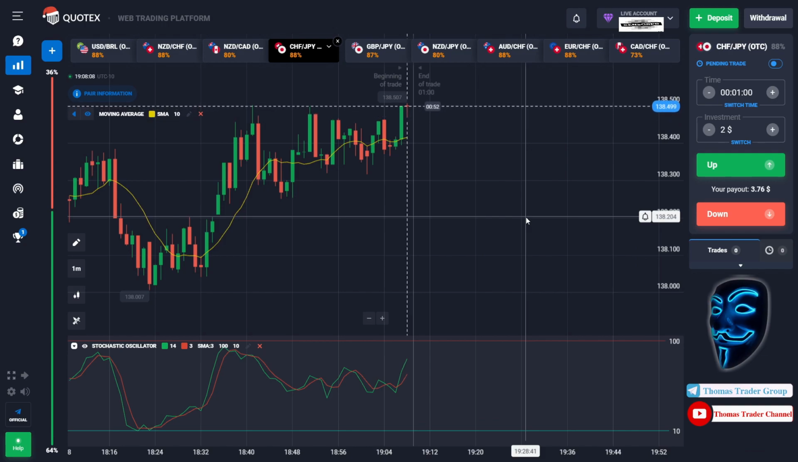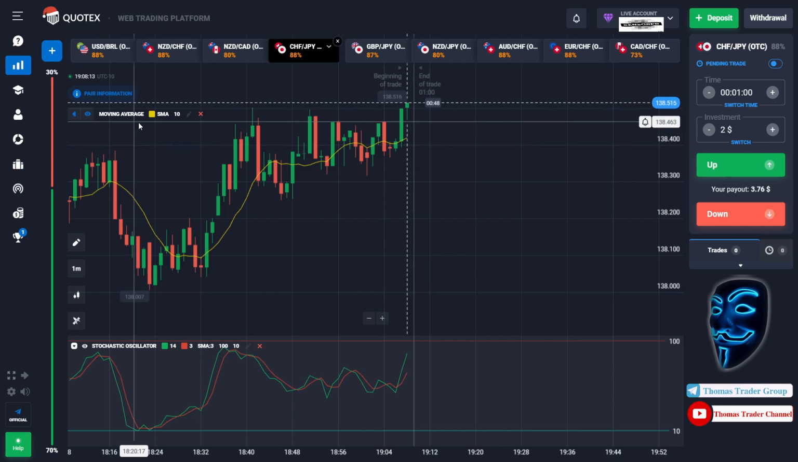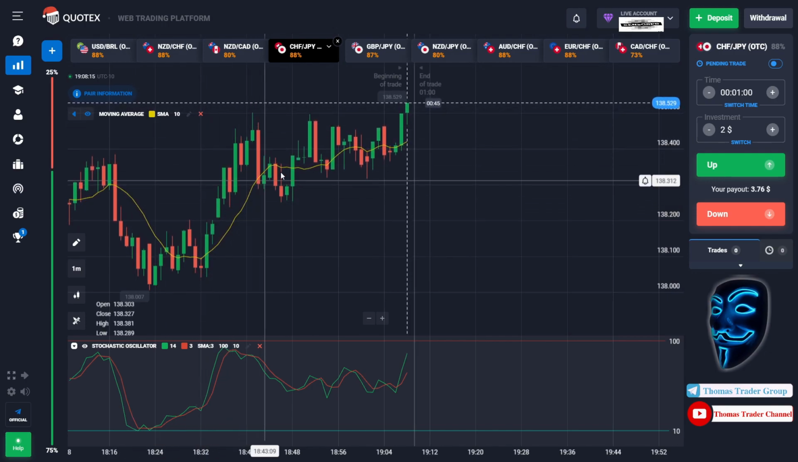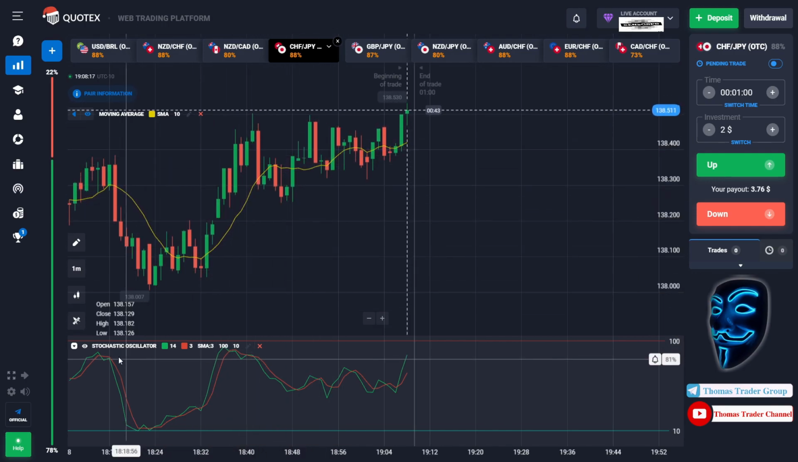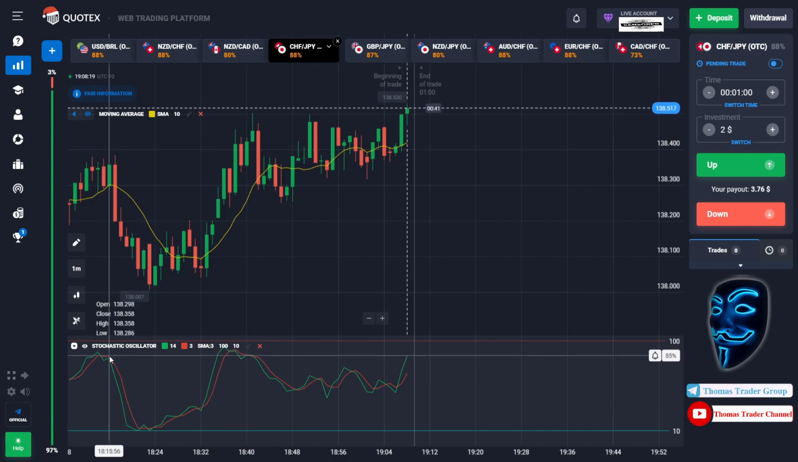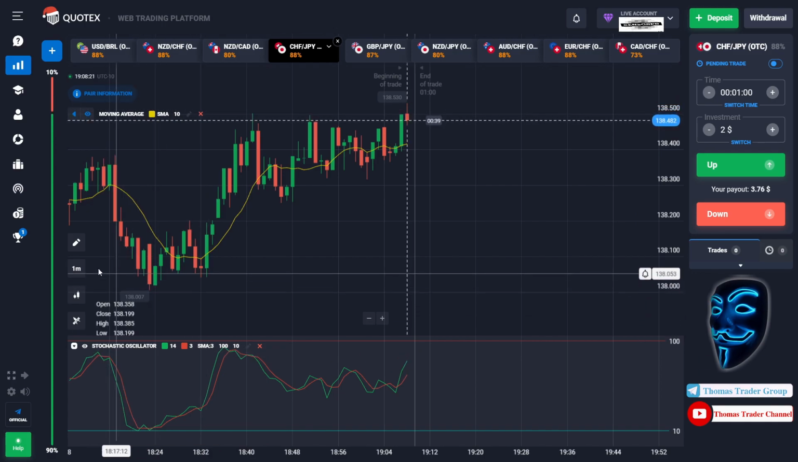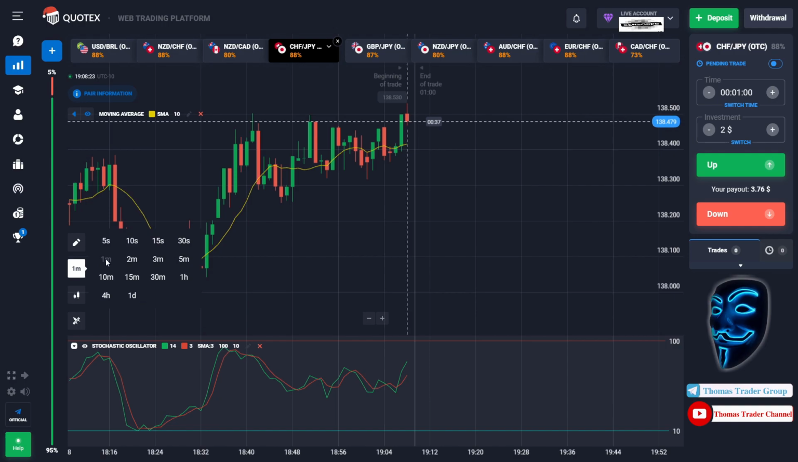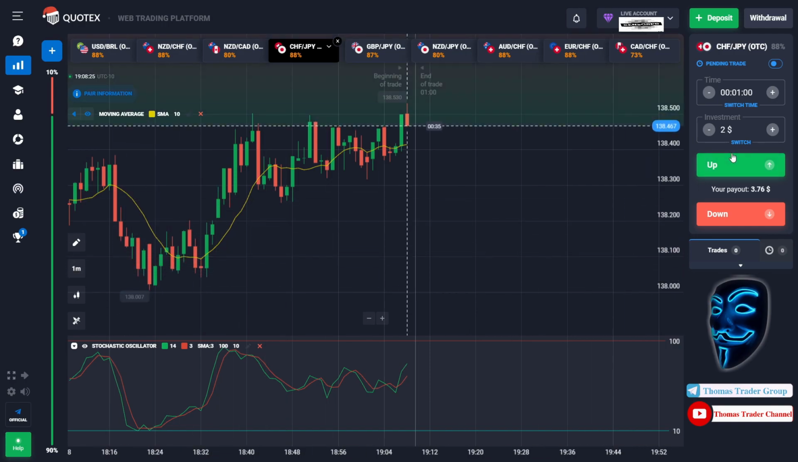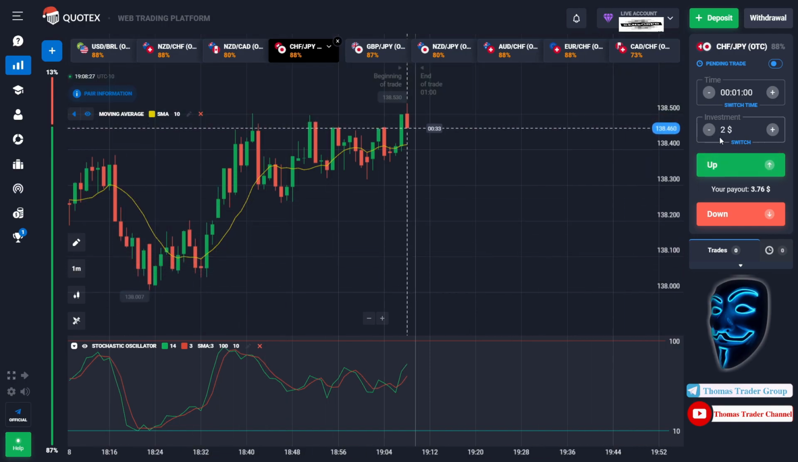Let's start our trading session for today. Today we are using two indicators. The first one is moving average, which is the yellow line over here, and the second indicator is stochastic oscillator. Today we are using 1 minute time frame for the candlestick, and we are going to start with $2 investment, and we are going to open the position in 1 minute time frame. And let's find the market.